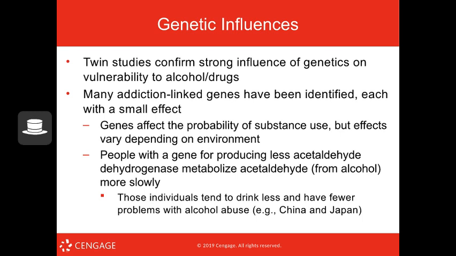So some people have a gene that produces less acetaldehyde dehydrogenase, which metabolizes acetaldehyde, a byproduct of alcohol, more slowly. People who have that gene tend to drink less and have fewer problems with alcohol abuse. The reason for this is you get a lot of the negative symptoms of drinking alcohol much more quickly. Sometimes you'll see flushing of the skin, this redness or glow, as some people might describe it. Because you get it so immediately early on into drinking, you're less likely to abuse alcohol.